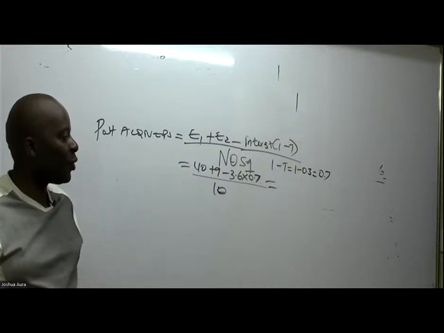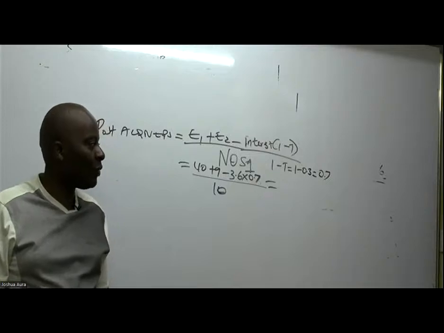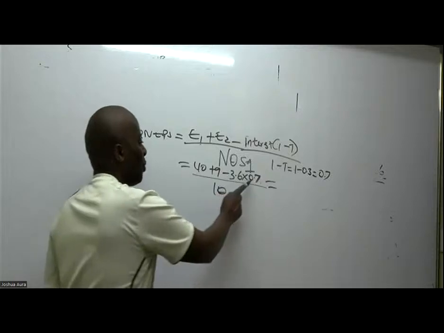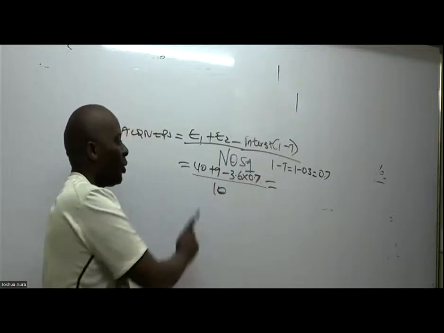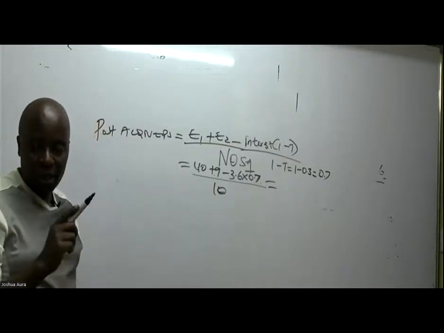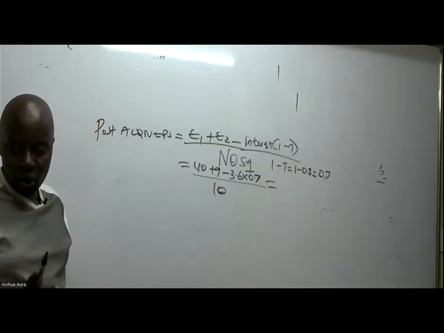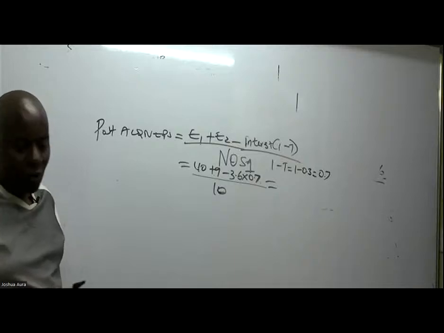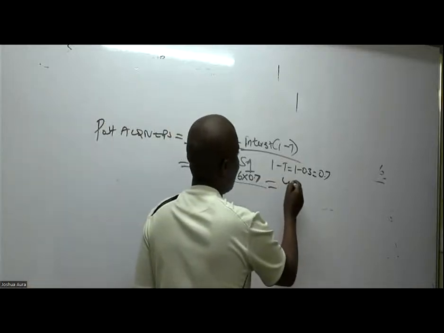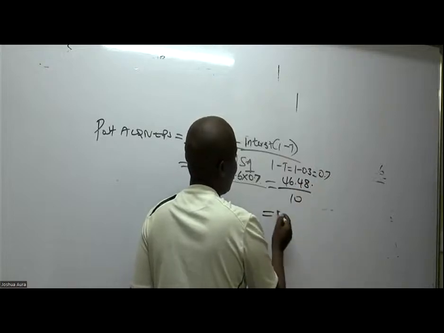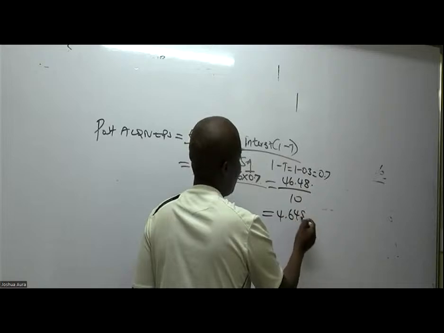Please give me the numerator. 40 plus 9 minus 3.6 times 0.7. Make sure that the 0.7 is not multiplying any of the other numbers, it only multiplies the 3.6. Don't say equals in between. So according to John, it's supposed to be 46.48. 46.48 all over 10. That's how we get 4.648.